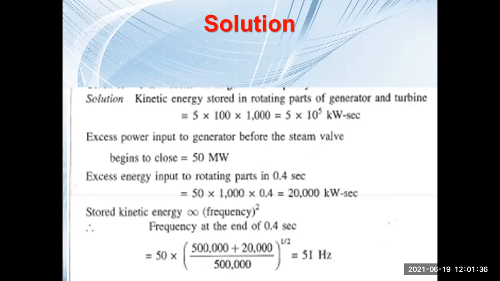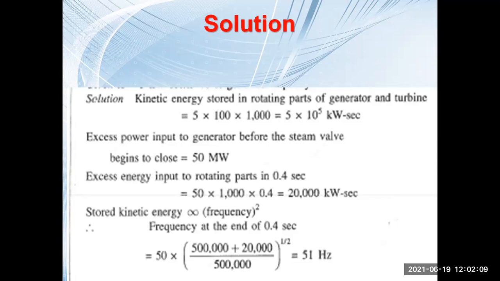So what will be the excess energy during that particular period? Excess energy will be equal to power into time. Power is 50 megawatt. We are converting into kilowatt, that is 1000 into 0.4. So that is power into time basically. So this is 20,000 kilowatt second. Now we know that the kinetic energy is proportional to the square of the frequency.